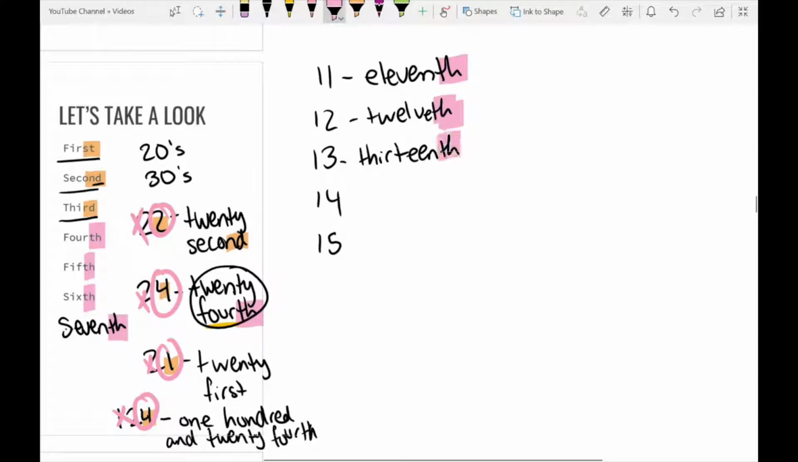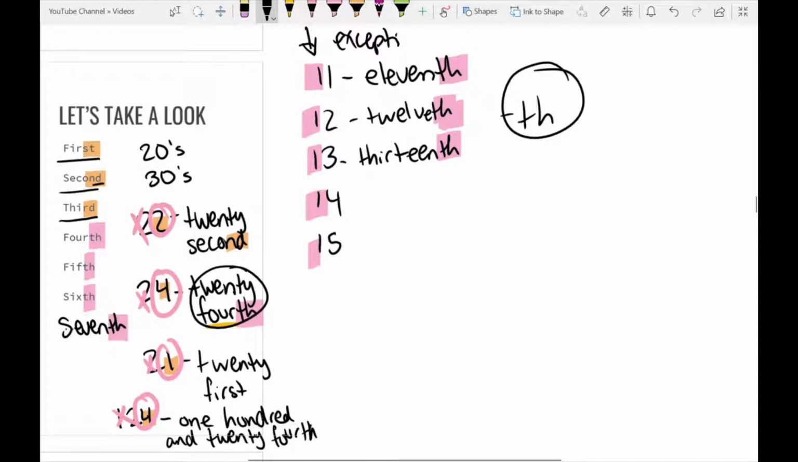okay? So you'll notice that all of the teens, if there's a 1 in front, we're going to end with TH. In the same way, 4th, 5th, 6th, etc. So if you have a 1 in front, this is the only exception. So really pay attention to this. If there's a 1 in front, then there's going to be the TH. So same thing if you have 111, this would be the 111th.